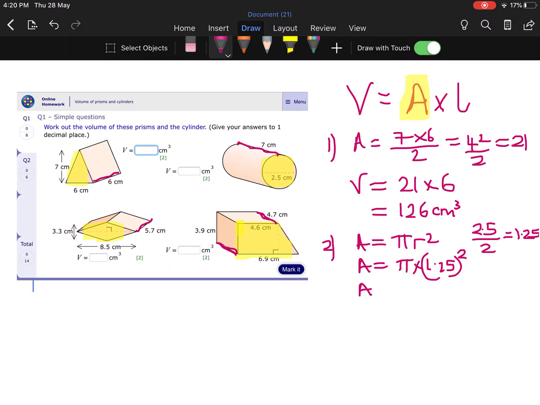And then you just take your calculator. You can either use the pi button on your calculator or 3.14. So I always just use my pi button times 1.25 squared. So that gives me 4.908. Now I'm not finished yet. I now need to find the volume. So volume is equal to the area of the front face, which is 4.908, multiplied by the length, which is 7. And that gives me 34.36.